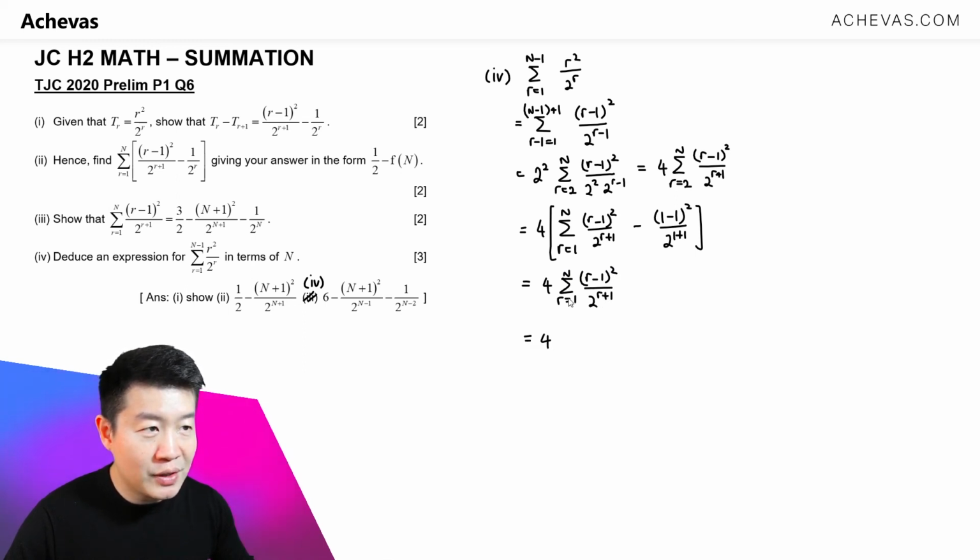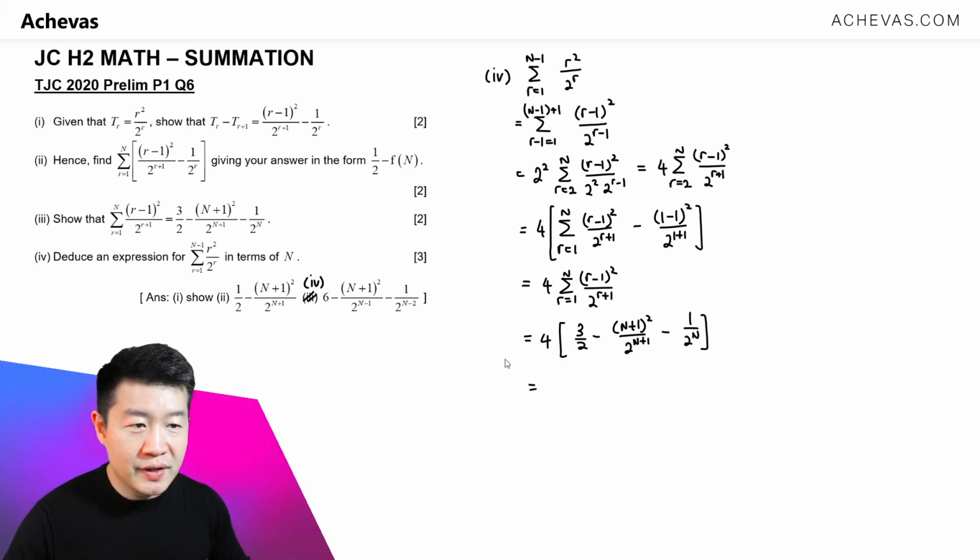And we have this result. This was from part 3. So it is going to be 4 multiplied by 3 over 2 minus n plus 1 square divided by 2 to the power of n plus 1 minus 1 over 2 to the power of n. So 4 multiplied by 3 over 2 is going to be equal to 6. Minus away 4 multiplied by this, it is like having a 2 to the power of minus 2, which we will be multiplying to the denominator.